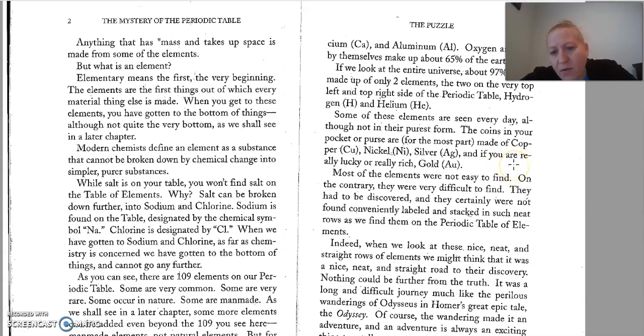Most of the elements were not easy to find. On the contrary, they were very difficult to find. They had to be discovered, and they certainly were not found conventionally labeled and stacked in such neat rows as we find them in the periodic table of elements. Indeed, when we look at these nice, neat, and straight rows of elements, we might think that it was a nice, neat, and straight road to their discovery. Nothing could be further from the truth.